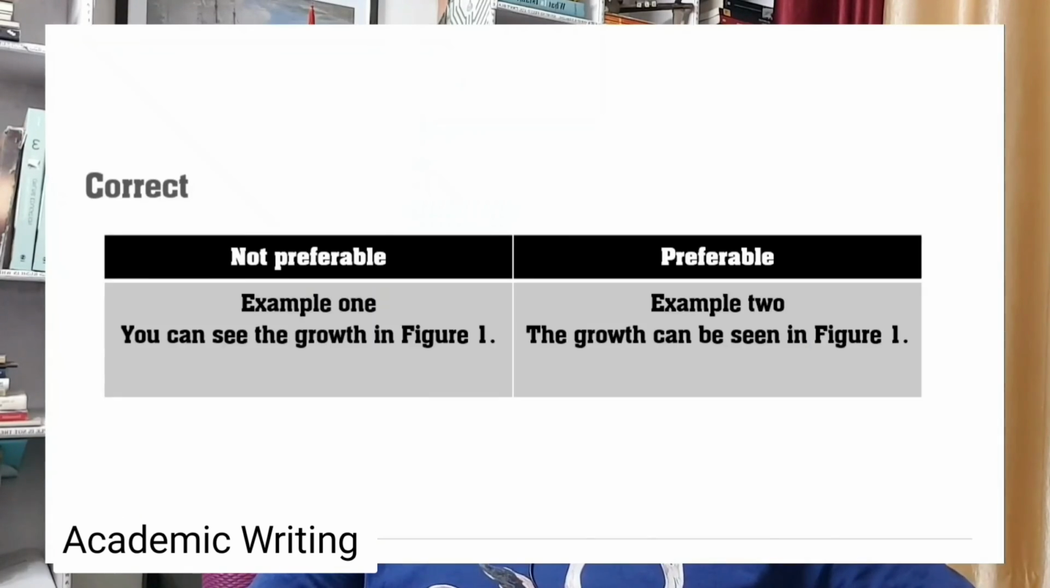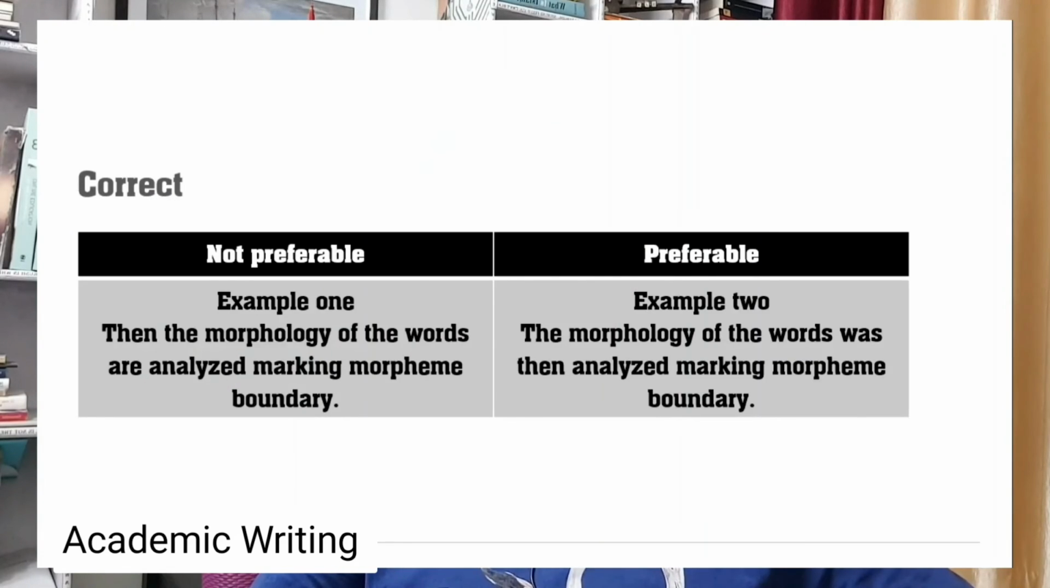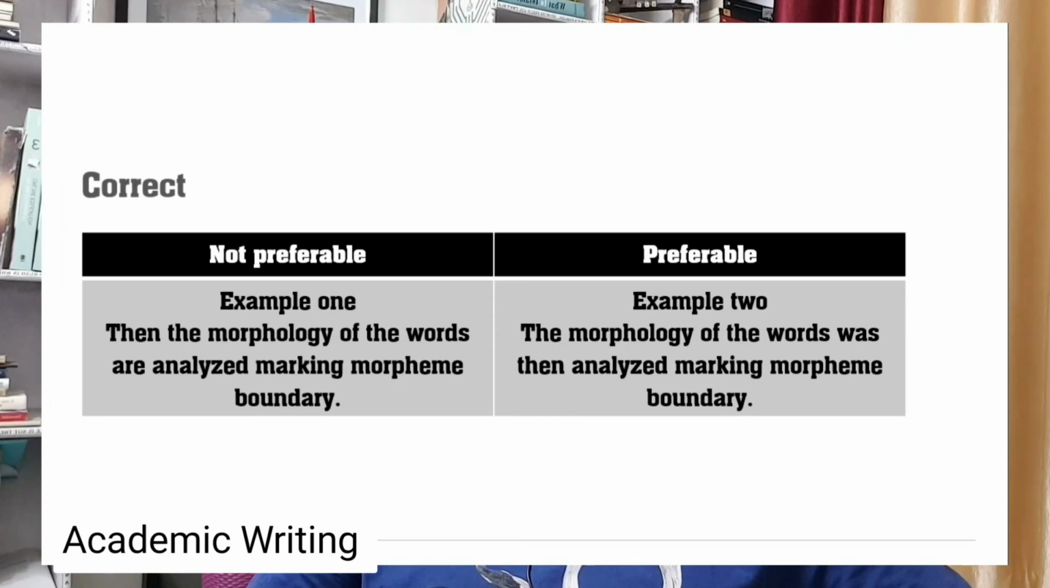Though we prefer active voice over passive voice in academic writing, here it is okay. Let's see another example. Example 1. Then the morphology of words are analyzed, marking morpheme boundary. Example 2. The morphology of the words was then analyzed, marking morpheme boundary. Generally, we use adverbs either sentence initially or finally. But in academic writing, it is used sentence medially.